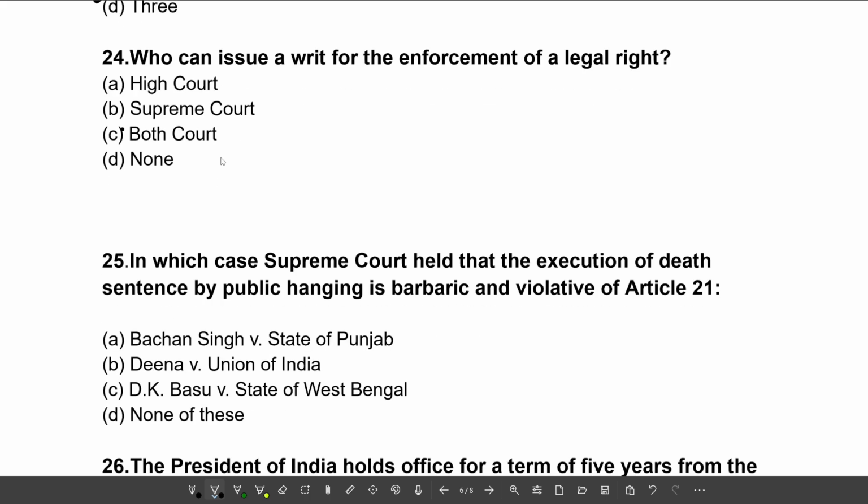Next question. Who can issue a writ for the enforcement of legal rights? Option A, High Court, option B, Supreme Court, option C, both courts, option D, none. So the correct option will be option A, High Court.